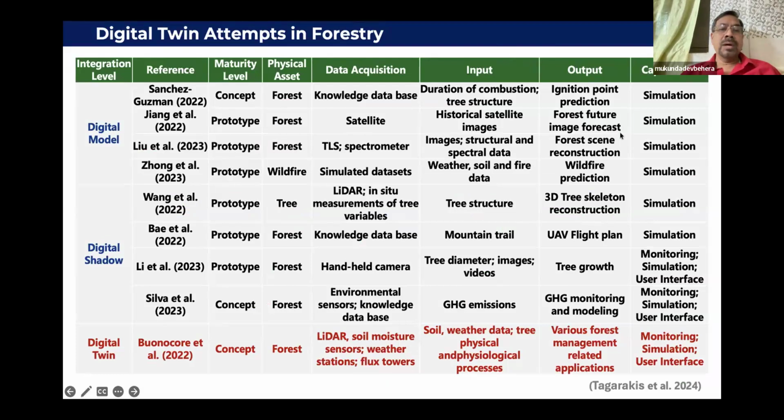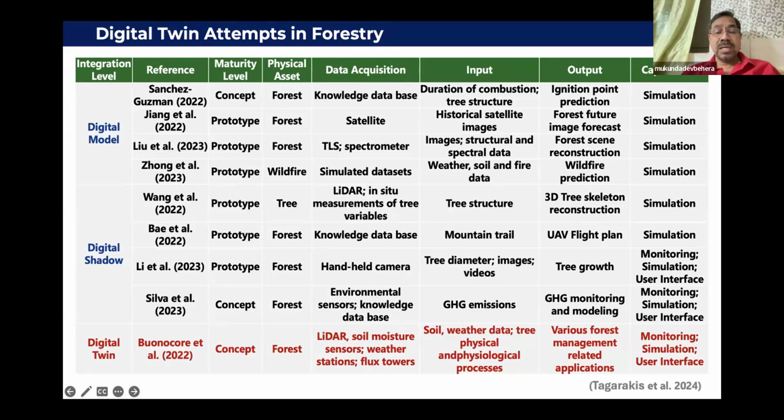Now, in terms of the various attempts in forestry, we can see, let me take you to the last row in red color text. So digital model, digital shadow, and then digital twin. If you see this publication by Bunkor et al. at 2022, the concept, the maturity level TRL is at a conceptual stage.